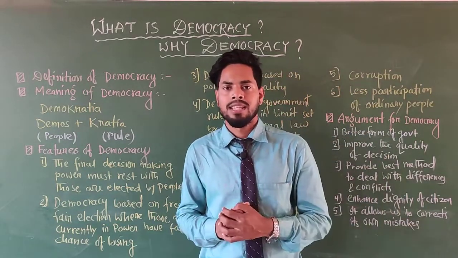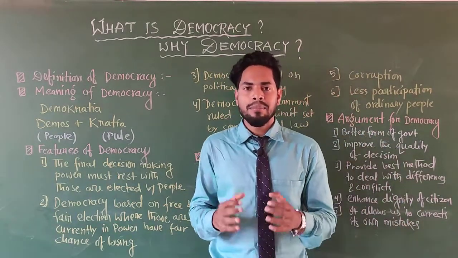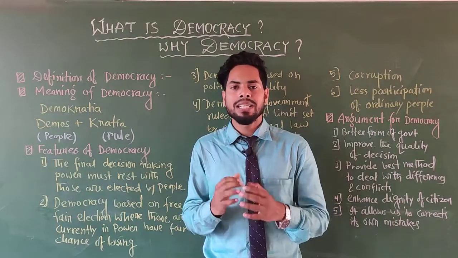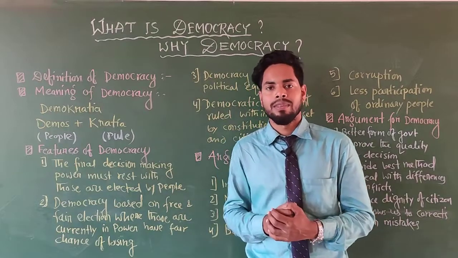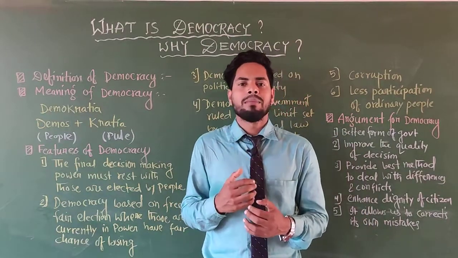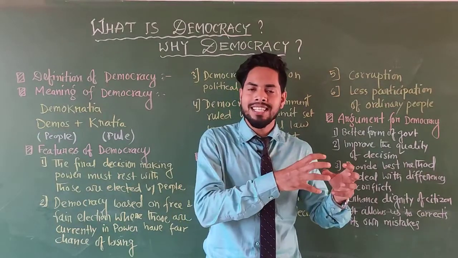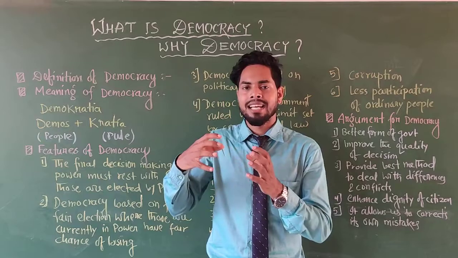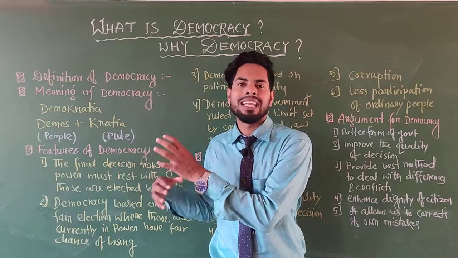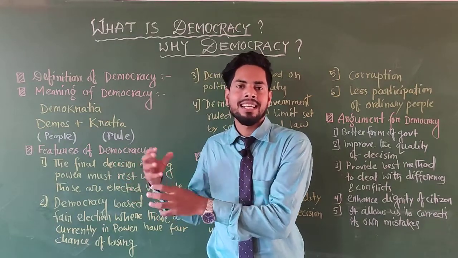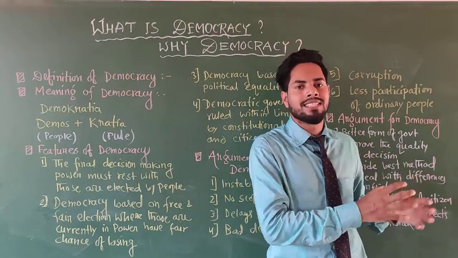What are the features? First of all, in democratic government the final decision making power must be with the leaders who are elected by the people. Democratic government is ruled by the elected leader. People give their votes and select their representative, and this representative has the right to take the decision.